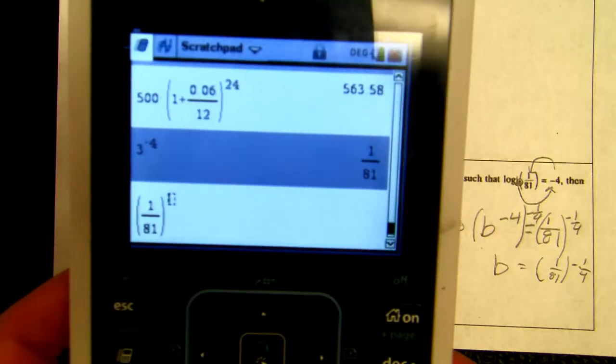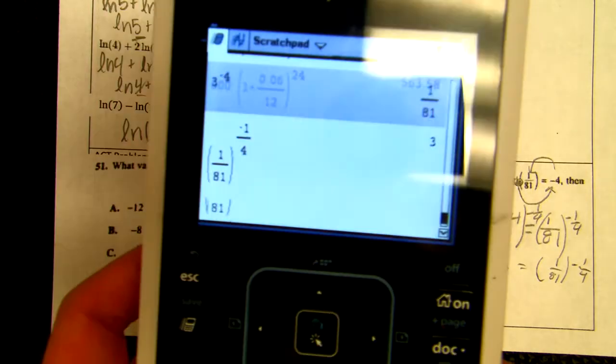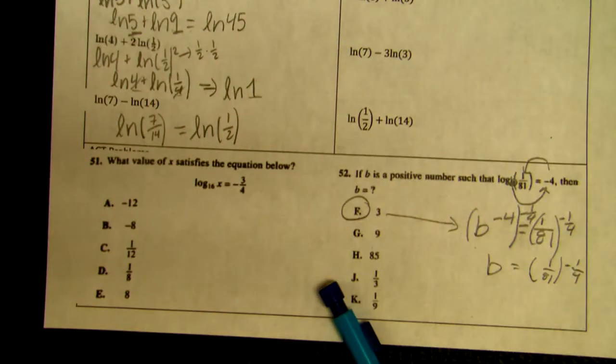You could plug it into your calculator basically. So let's do 1 over 81 to the -1/4 power. It would give me 3, which is my answer. So that's another way to do it.